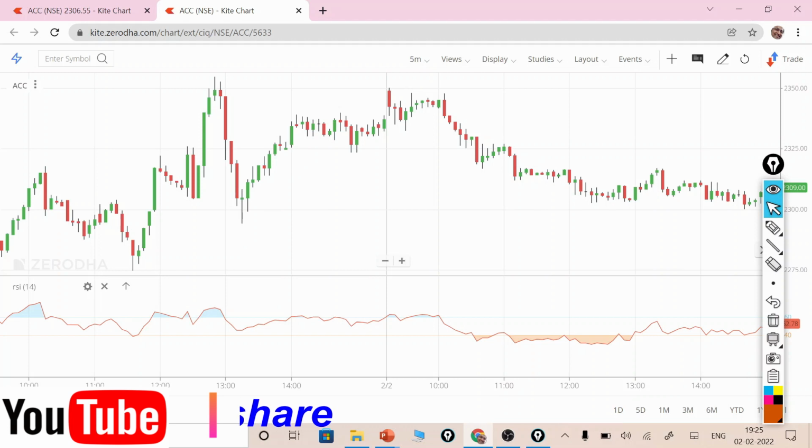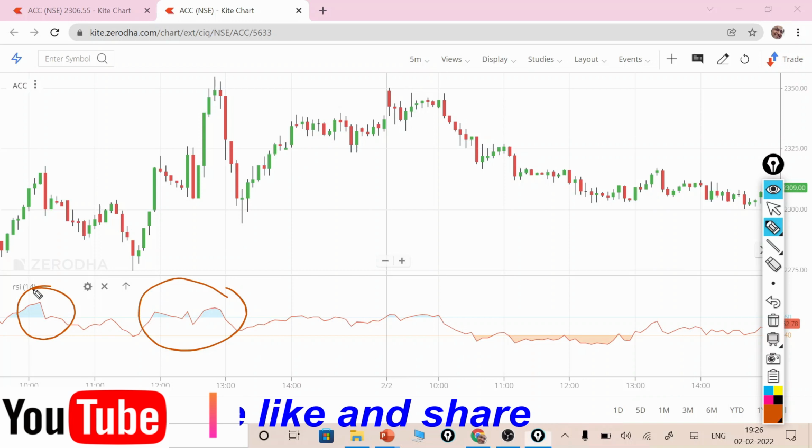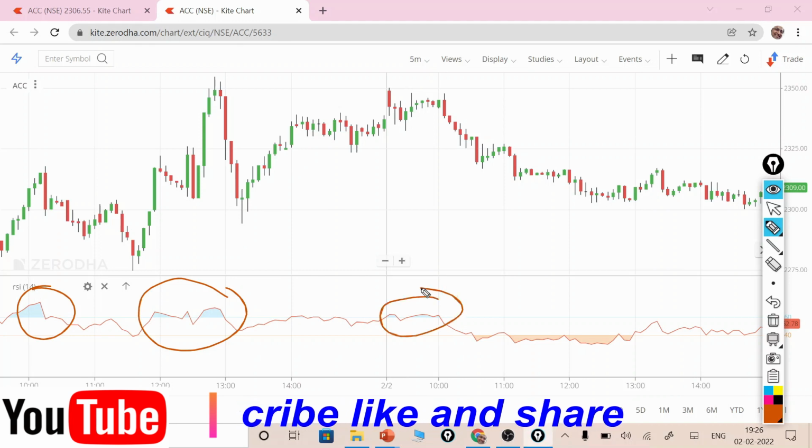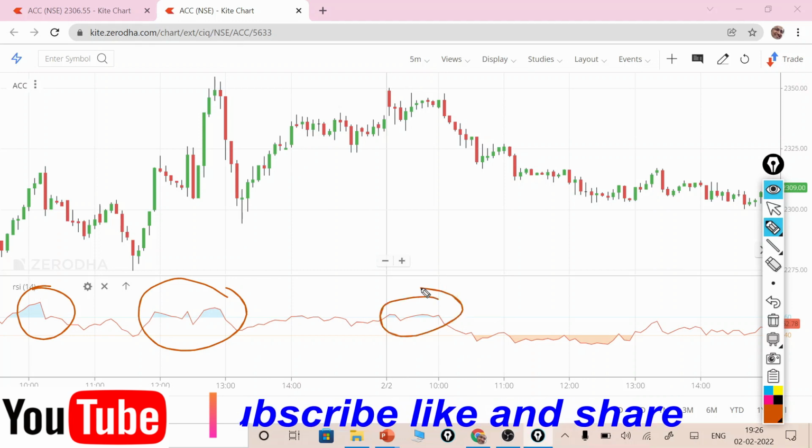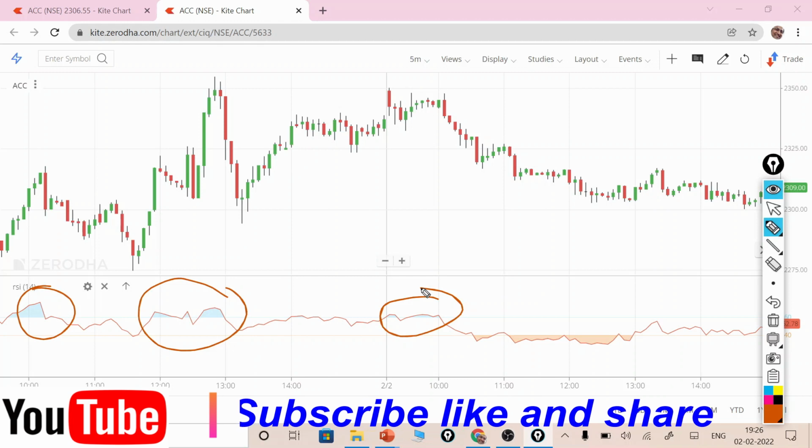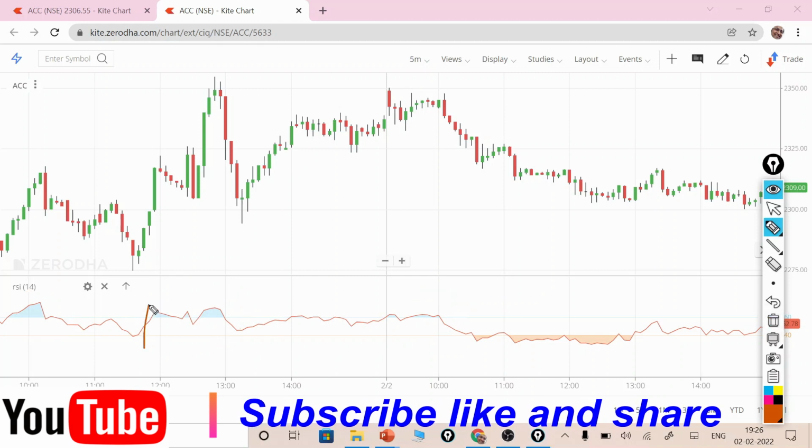I will mark it so that you will understand it very easily. Here above 60, wherever this blue color is there, starting above 60. When it touches that 60 line and goes above, it indicates strength. You can see blue color here. So now here, this is the right time to buy.